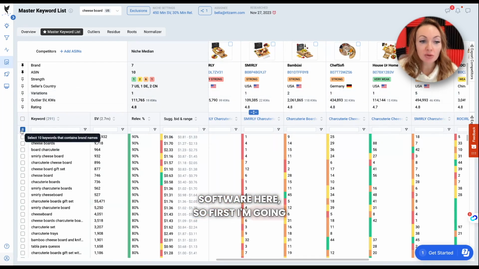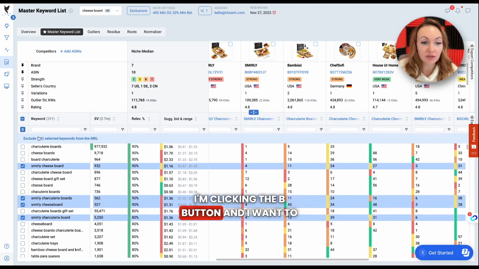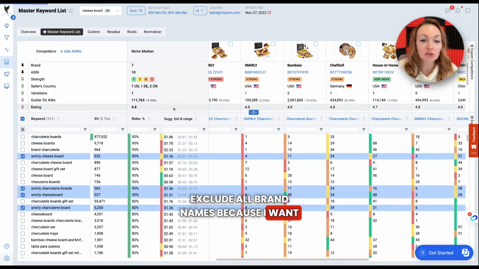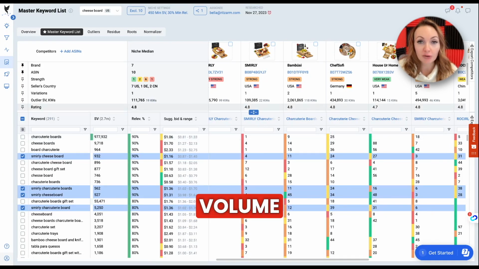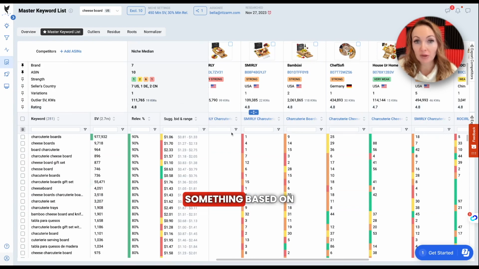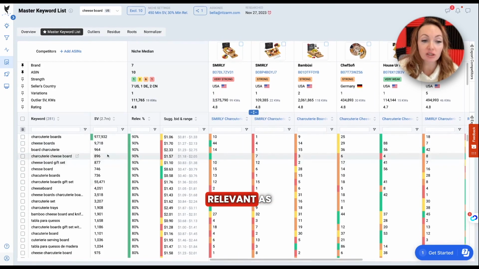So first, I'm going to remove all brand names, which is here on the left side. I'm clicking the B button, and I want to exclude all brand names because I want to base this on the search volume, based on people's need, not when they're searching for something based on brand. Why am I doing it? Because sometimes people are searching for brands and our product is not the brand they're searching for. So I want to be as relevant as possible.